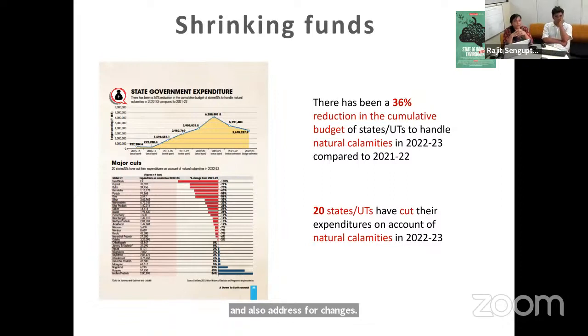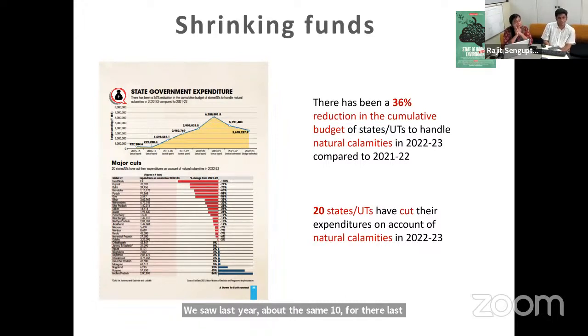But when we talk about how to address the changes, money is what matters the most. We came across state government records, state budget records, and we found that there has been over a 36% reduction in the amount the states allocated in the budget to addressing natural calamities. We compared the year 2022-23 with 2021-22. We saw the same trends last year also, in the last report.